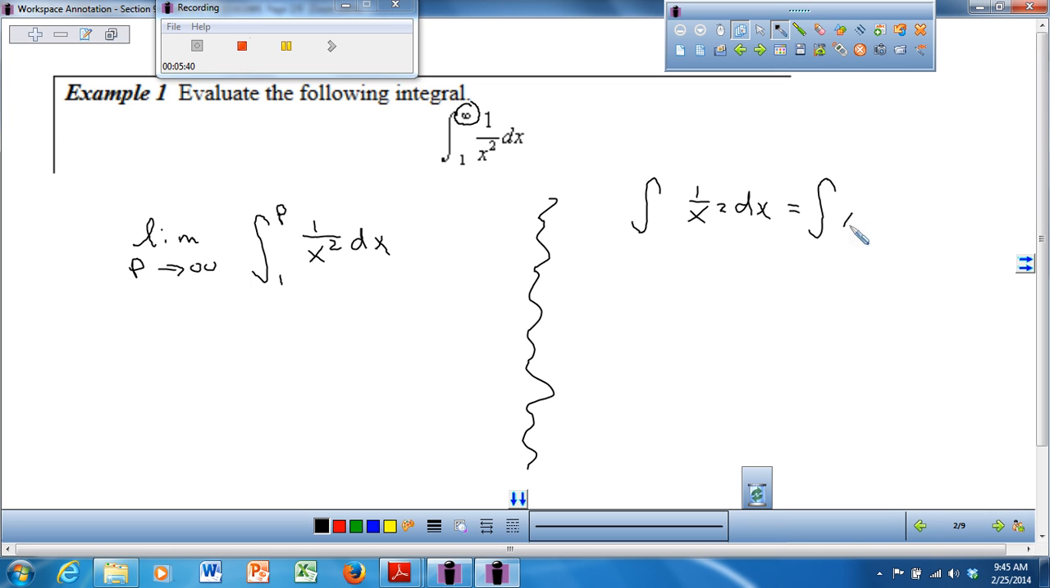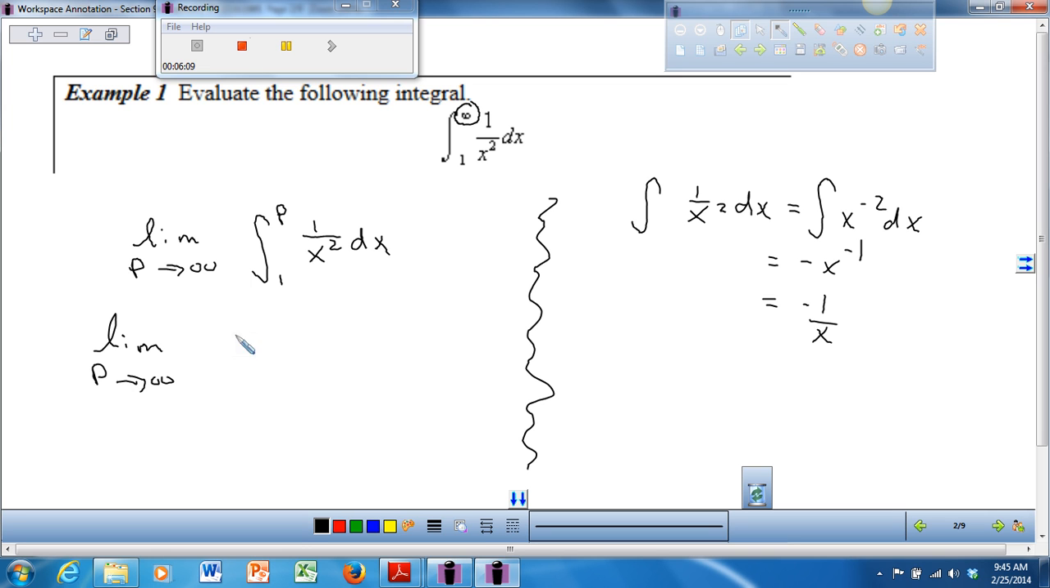This is the integral of x to the negative 2 dx, which is what? Negative x to the negative 1, which is negative 1 over x. It would be plus c if we were doing the indefinite integral, but we're doing a definite integral over here, so we don't need our plus c. So, any time we are involving this p, we need to have the limit in front of it. So, we have the limit as p approaches infinity of negative 1 over x, evaluated between 1 and p.